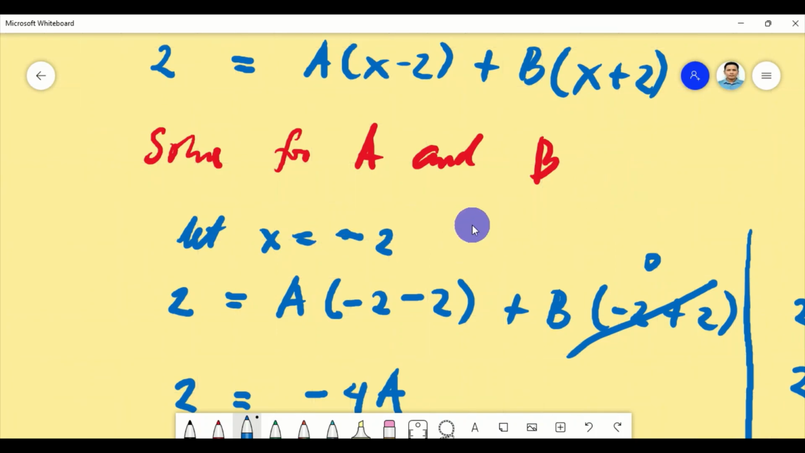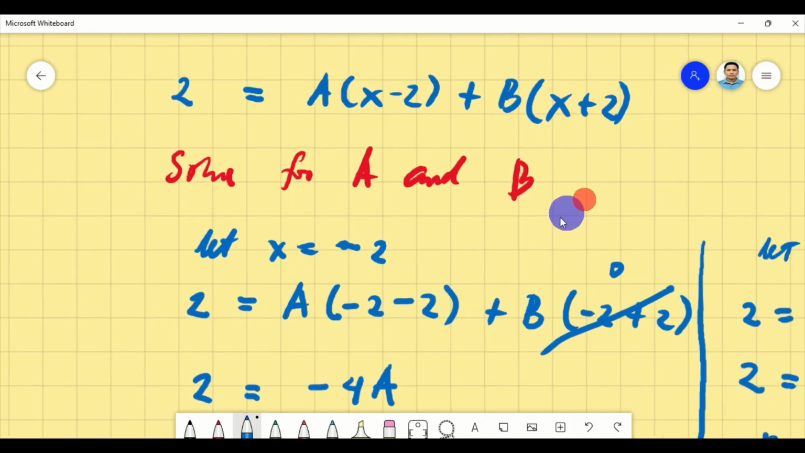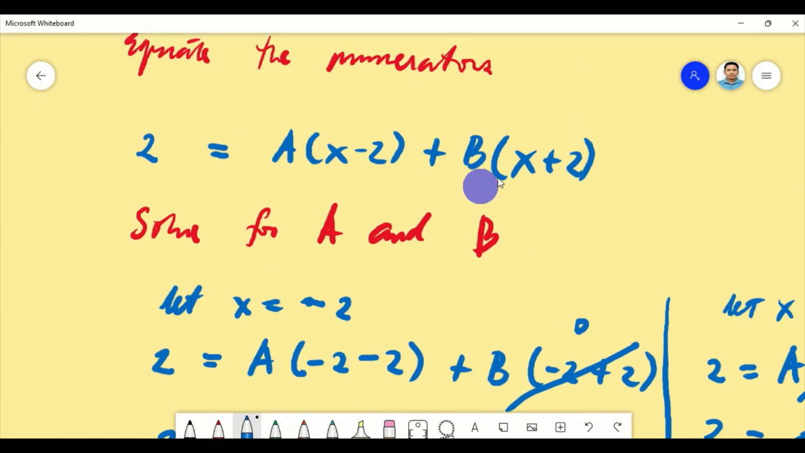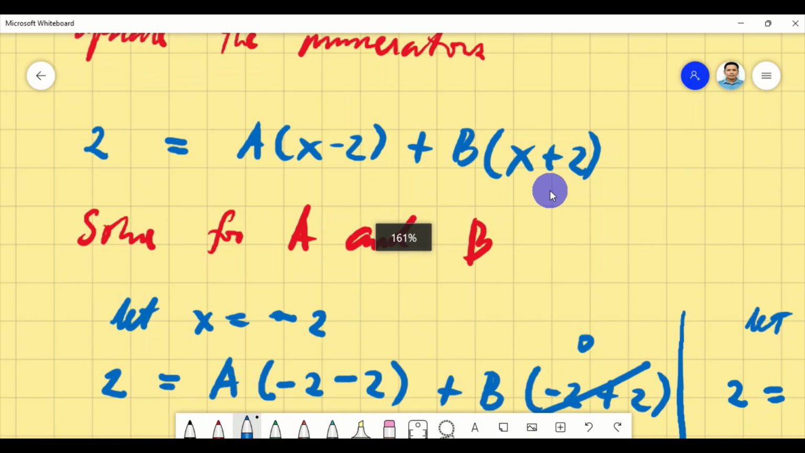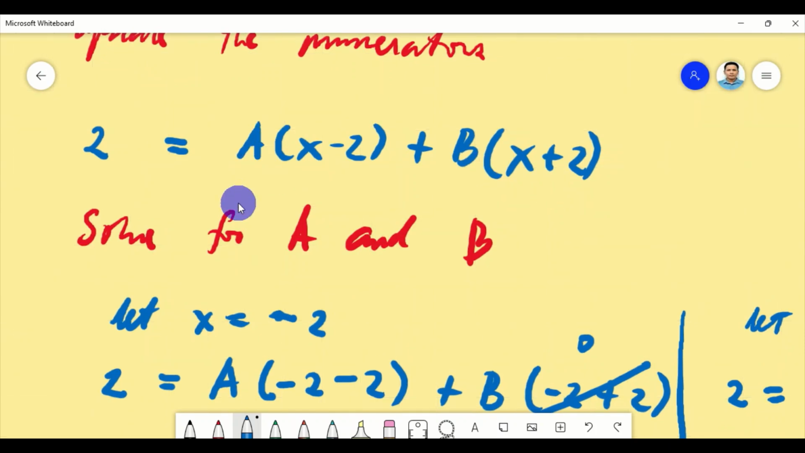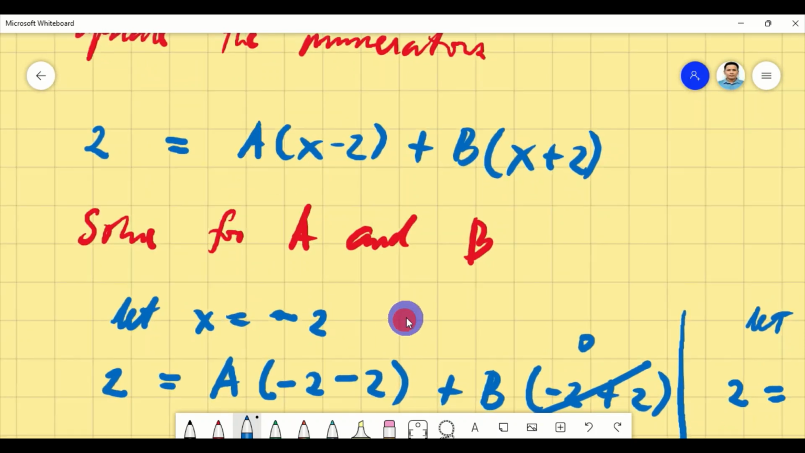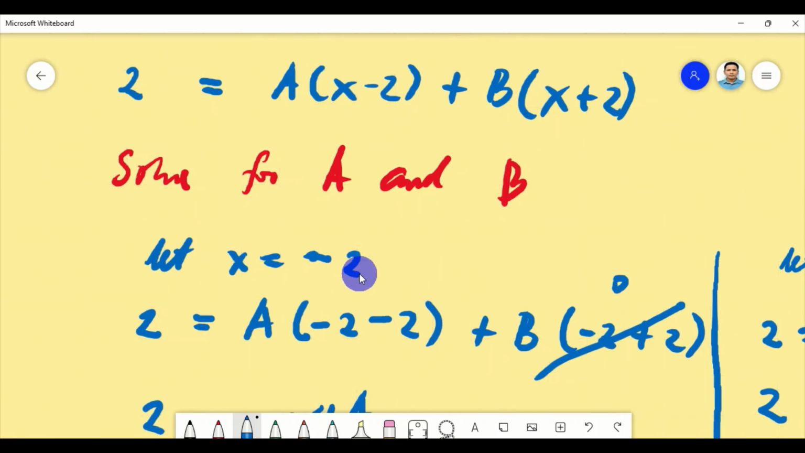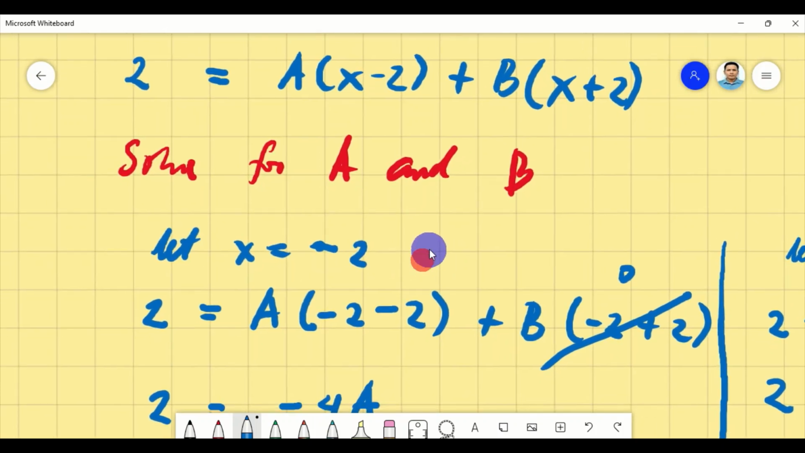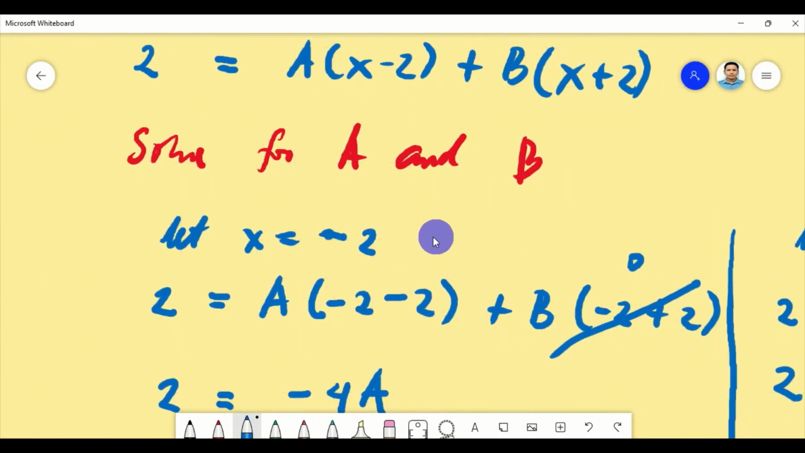You think of a number that will make the second expression, b times x plus 2, equal to 0, in order for us to solve for a. So in this case, we let x be equal to negative 2, and then we substitute the value of x in our equation. So you have 2, and this is equal to a times the quantity of negative 2 minus 2. You replace your x by negative 2.